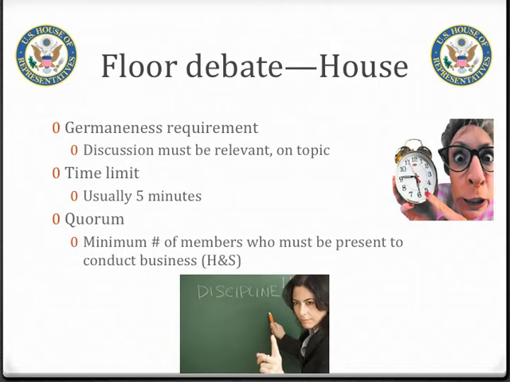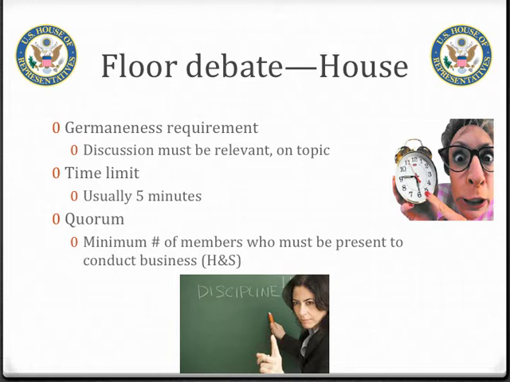All right, some differences between the House and the Senate. In the House of Representatives, we have floor debate. That's when you're talking about the entire House of Representatives. So all 435 people are there, and they're debating a bill. There are three things here. First is that all the discussion must be relevant and on topic, so you're not allowed to speak about just anything. That's what the word germane means. It means on topic. So in the House, if the bill is about minimum wage, that is the only thing you can speak about. Additionally, you have a time limit in the House, usually 5 minutes. So again, there are more rules in the House than in the Senate because it's so large.